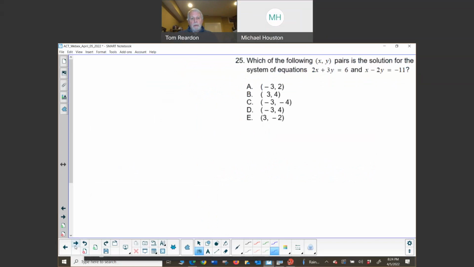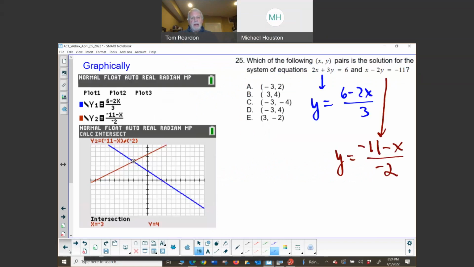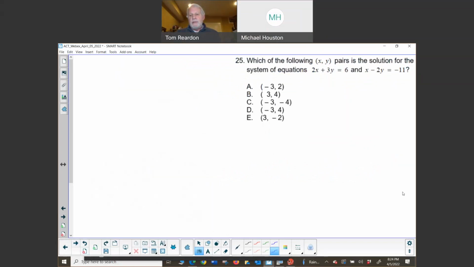All right, so this next one's going to get into a little bit more sophisticated mathematics, but we can't pass up those simple fraction things, okay? So this is number 25. I forget what test it was from. Which of the following? What is the solution to this system of equations?